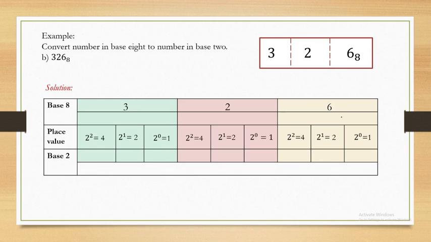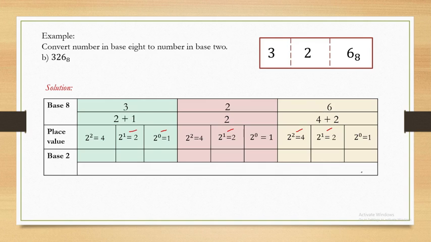And then we're gonna check which number can be totaled up become 6. Of course, 2 plus 4 equal to 6. And then which number can be totaled up become 2? Okay, here is 2. We tick here. For this group, which number can be totaled up become 3? Of course, 1 plus 2 equal to 3.